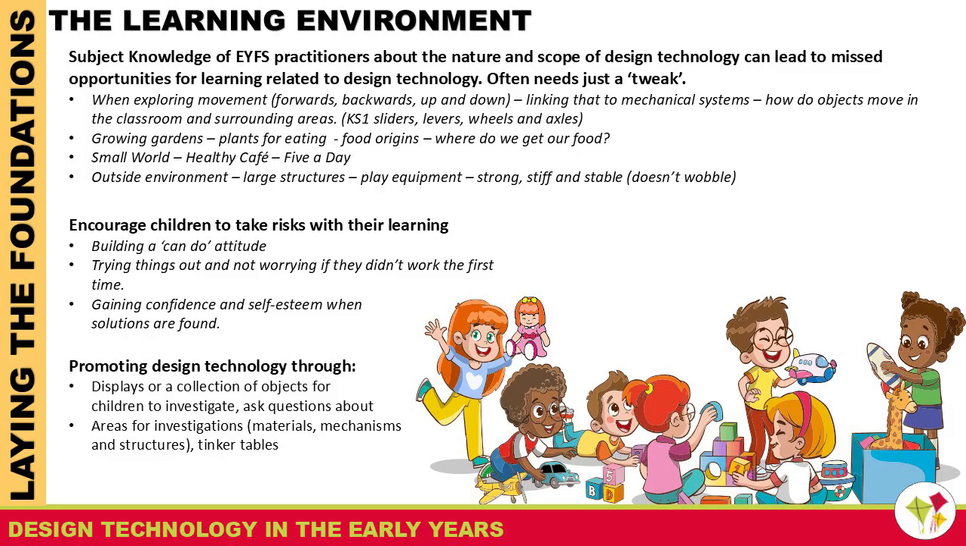So, for example, when playing with toy cars, this presents an opportunity to discuss the different types of movement and the way in which the wheels rotate. This will link with mechanical systems that the children will learn about when designing and making wheeled buggies or celebration cars with movable pieces in Key Stage 1.